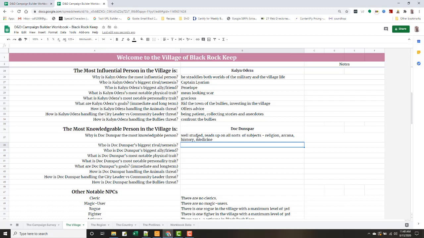His biggest rival, nemesis. I don't have a thought on this, but I'm thinking that maybe there's an herbalist in the village, and she also gives limited healing, but not as well versed, not as thorough as Doc Dunspar, but herbalist Willa Red Tree.